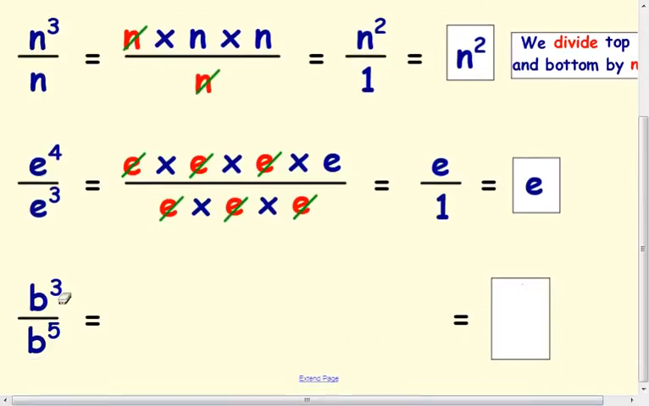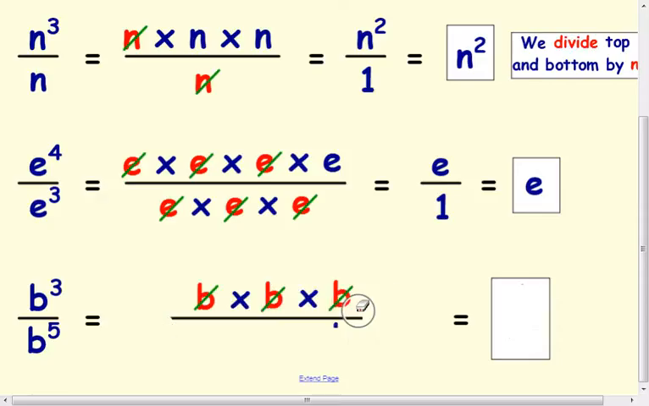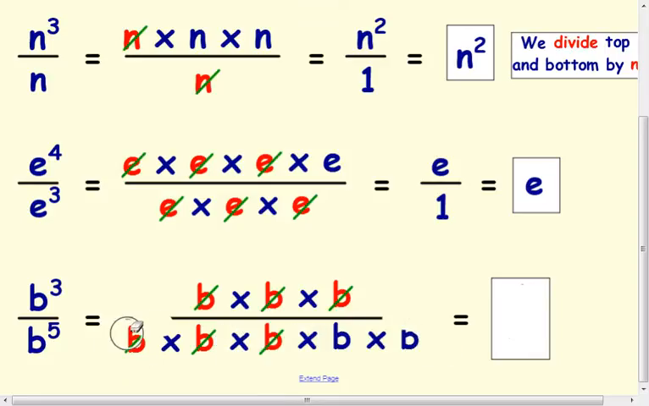Right, last one on this page. B cubed can be written as b times b times b. 3 b's basically, multiplied. And b to the power 5 can be written as b times b times b times b times b. 5 b's multiplied.